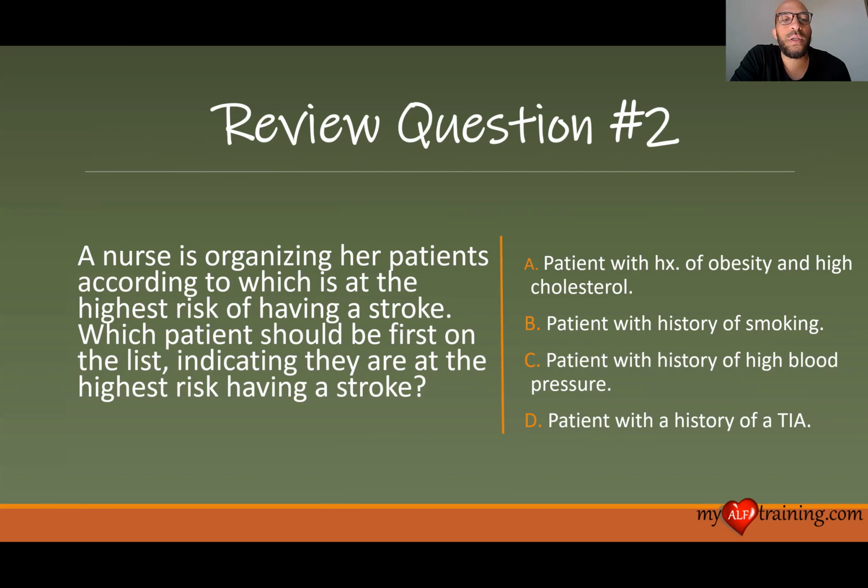So this nurse, she wants to divvy up her time, giving most of her time to the patient who needs it the most, to watch them and help reduce their risk of having a stroke. So which of these patients should get the most of her time because they are at the top of that list, because they are at the highest risk of having a stroke? Which patient? Give you a minute here to decide.